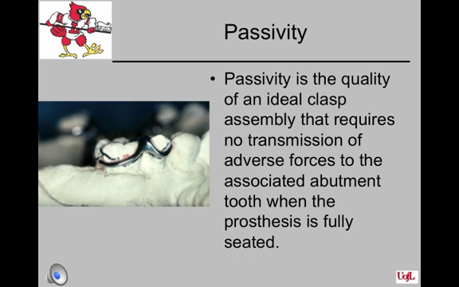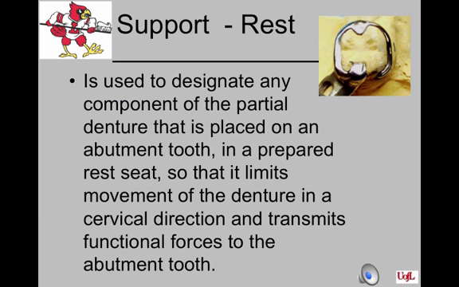If the clasp assembly is not passive, then the tooth may become very sensitive to the patient, or it may physically move. The clasp assembly must provide support. The rest that is placed on the abutment tooth in a prepared rest seat is used to limit the movement of the denture in a cervical direction and to transmit functional forces to the abutment tooth.